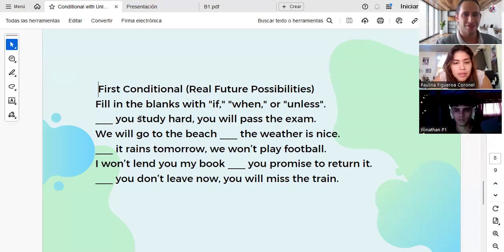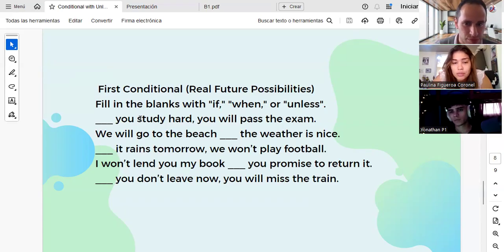Paulina, go ahead. Number two. We will go to the beach if the water is nice. Okay, awesome. Well done. Next one, Jonathan. Okay, unless it rains tomorrow, we won't play football. Okay, awesome. Well done. Paulina, next number.